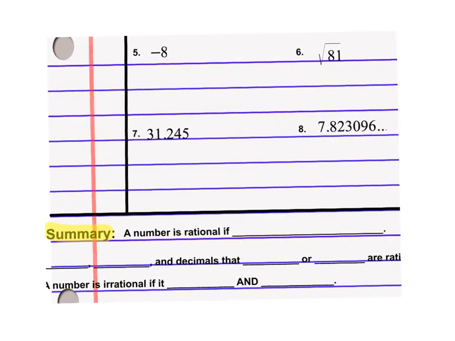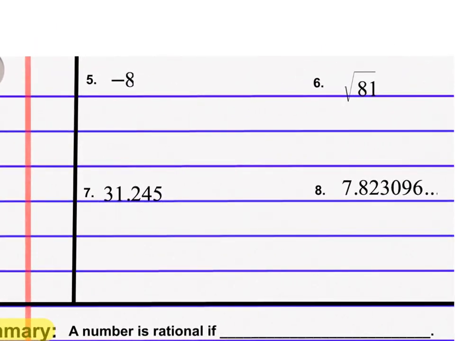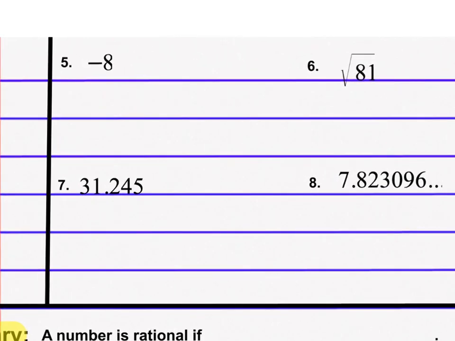All right, then take a minute and we're going to set up 5, 6, 7, and 8. So same thing as the first 4. So number 5, we have the number -8. Number 6, square root of 81. Number 7, 31.245. Number 8, 7.823096. So I would like you, once you've copied them down, to try on your own, pause the video, try on your own to see if you can figure out if these 4 numbers are rational and irrational and why.